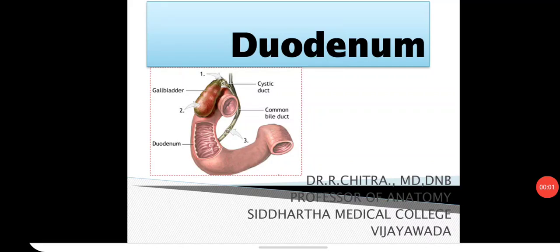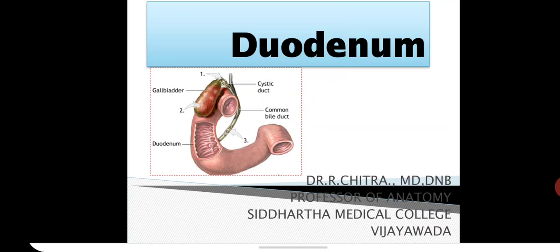We will see the gross anatomy of the duodenum in this class. Duodenum. It is the proximal, dilated, and fixed part of the small intestine. Do you know who coined this word duodenum?